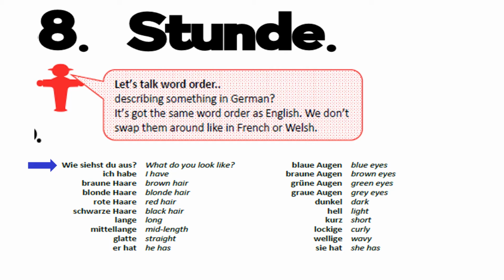First thing there is the question, what do you look like? In German, it's wie siehst du aus? Okay, then to say I have, it's ich habe. And now we have some description of hair. So brown hair is braune Haare. Blonde hair is blonde Haare. Don't forget, when you have an E on the end of a word in German, you always pronounce it with that kind of sound. Okay, so that means we've got braune Haare, blonde Haare. Okay. Red hair is rote Haare.